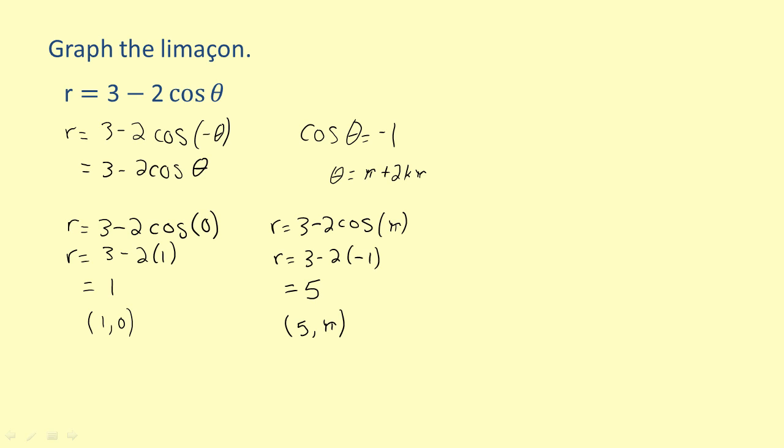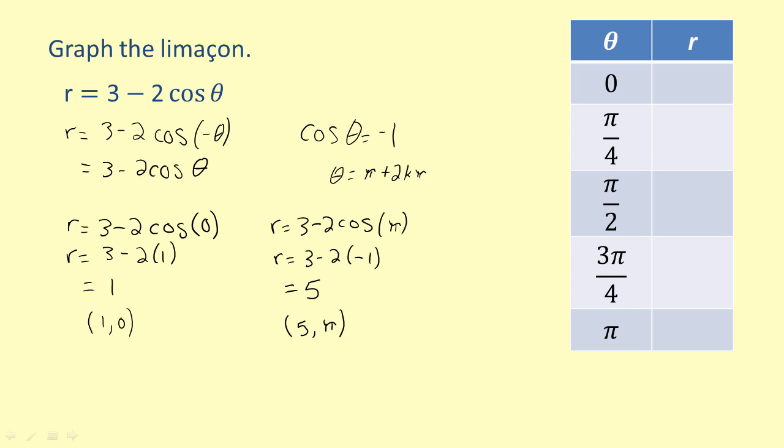Let's create a table and use values from 0 to pi in increments of pi over 4. We already know that r is equal to 1 when theta equals 0, so we can write 1 in the first row. Next, evaluate the function for pi over 4. The cosine at pi over 4 is roughly 0.71, so we'll multiply this by 2 and then subtract the result from 3. This gives us 1.58. When theta equals pi over 2, the cosine of theta is 0. This gives us 3 minus 0, which is just 3.